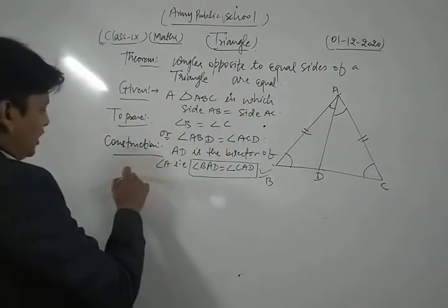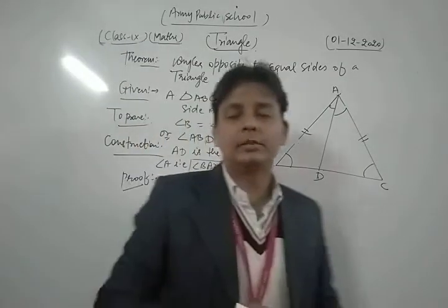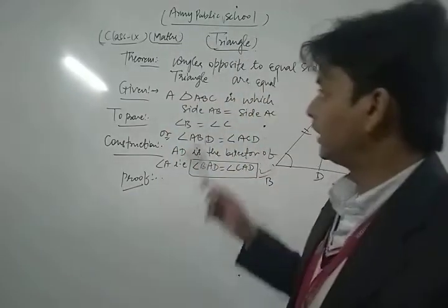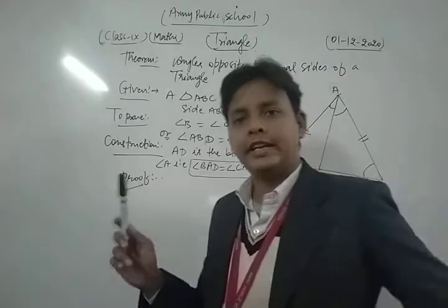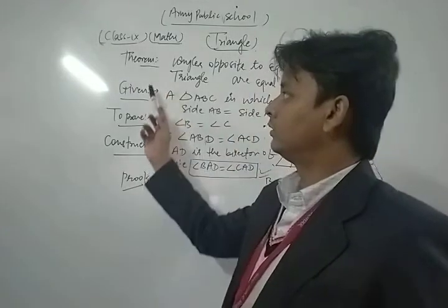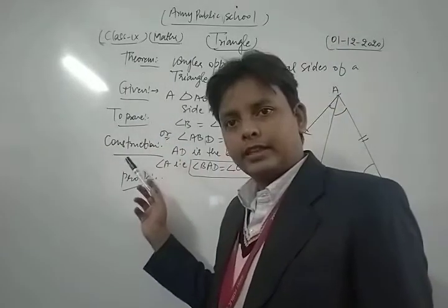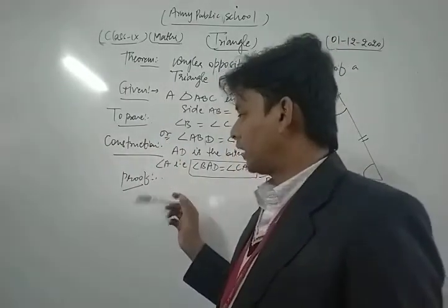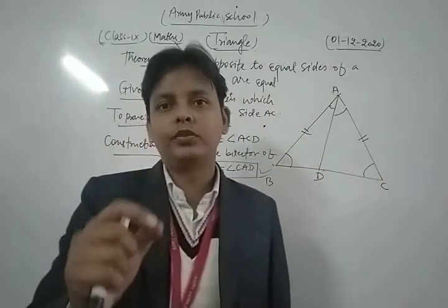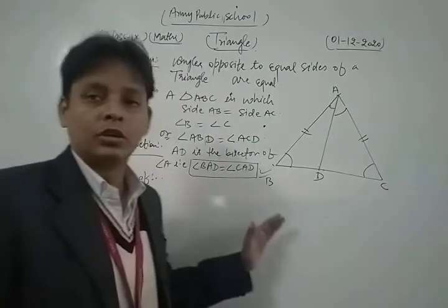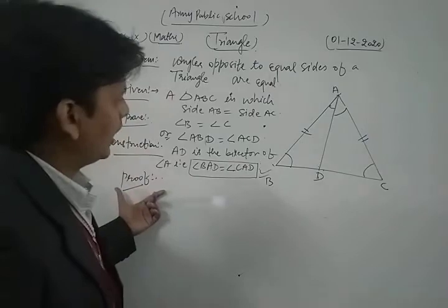Now we write the proof. There is one important concept here: in proving any theorem, first of all you write given, then to prove, then construction if any, and then proof. So this is the proper sequence to prove any type of theorem. Please follow that rule. Now we have to show it.